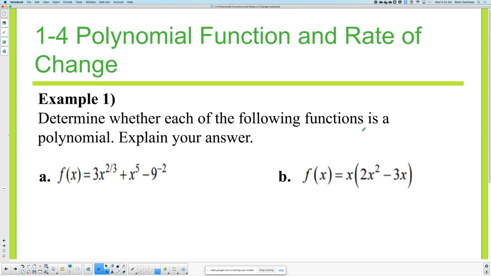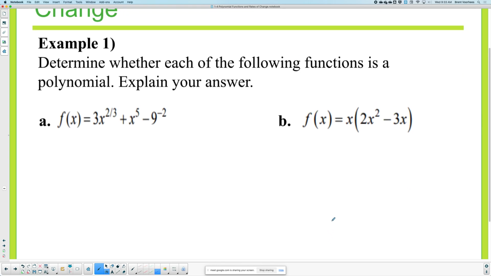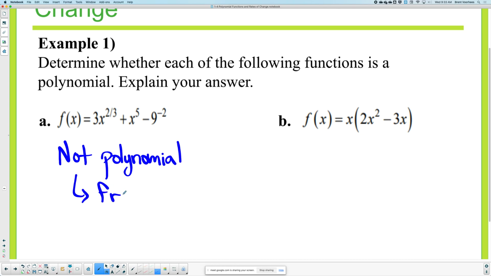So example 1. Determine whether each of the following functions is a polynomial. Explain your answer. On part A, what do you think? Polynomial or not polynomial? Not polynomial. It's not, and one reason is we have a fraction power. That's one reason it's not polynomial.